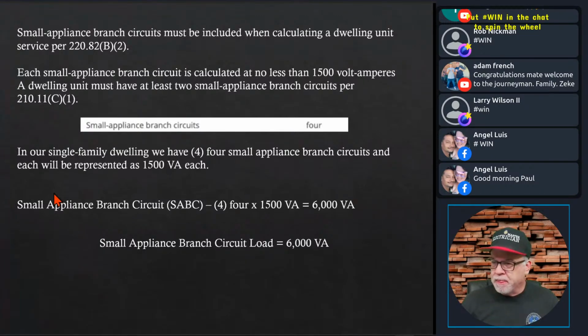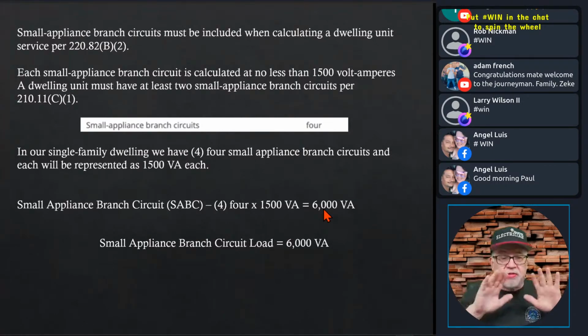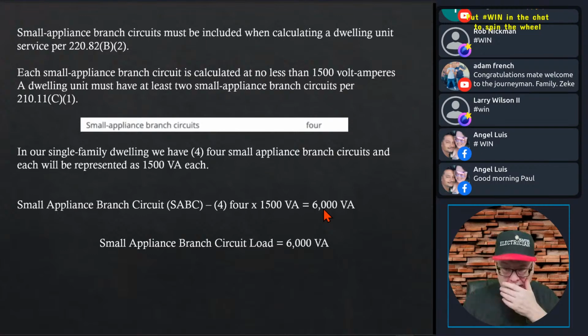Appreciate you. All right, so we know we have 4, and we saw what the code said, 1,500 VA each. Easy peasy, right? All you're going to do is 1,500 VA times 4, and that's going to be 6,000. No demands. Don't try to multiply this by this. Just write it down. So it's 6,000 for the small appliance. Easy peasy. We're rolling along.